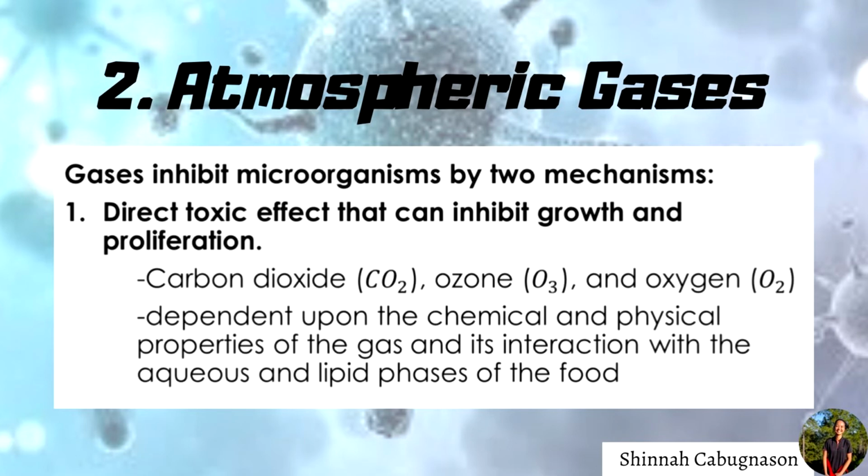Gases inhibit microorganisms by two mechanisms. First, they can have a direct toxic effect that can inhibit growth and proliferation. Carbon dioxide, ozone, and oxygen are gases that are directly toxic to certain microorganisms. This mechanism is dependent upon the chemical and physical properties of the gas and its interaction with aqueous and lipid phases of the food. For instance, oxidizing radicals generated by ozone and oxygen are highly toxic to anaerobic bacteria and can have an inhibitory effect on aerobes depending on their concentration.